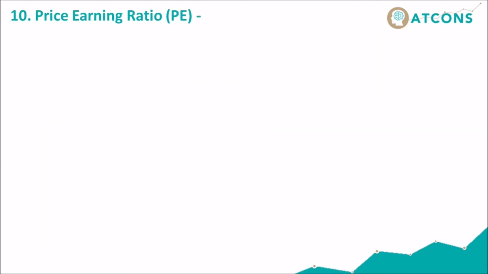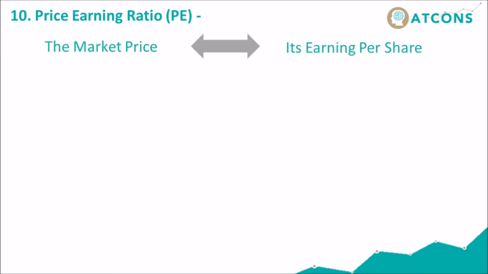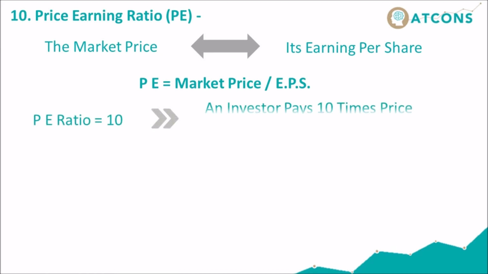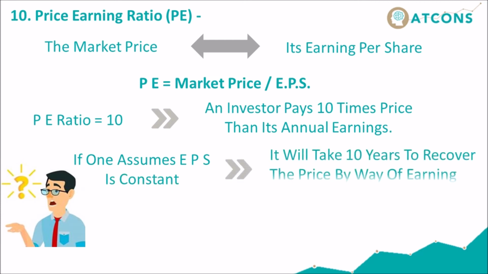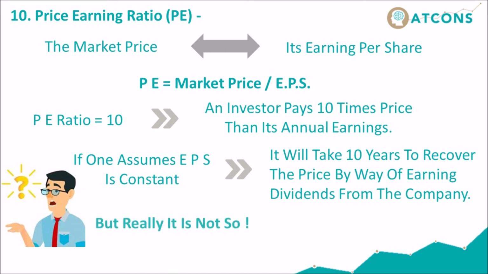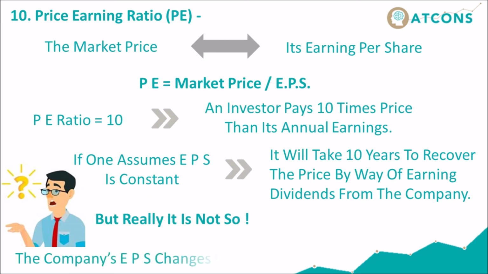Price earning ratio. The price earning ratio expresses the relationship between the market price and the earning per share. PE is equal to market price divided by EPS. If the PE ratio is 10, it means an investor pays 10 times its annual earnings. If one assumes EPS is constant, it will take 10 years to recover the price by way of earnings from the company. But really, it is not so. The company's EPS changes from time to time.